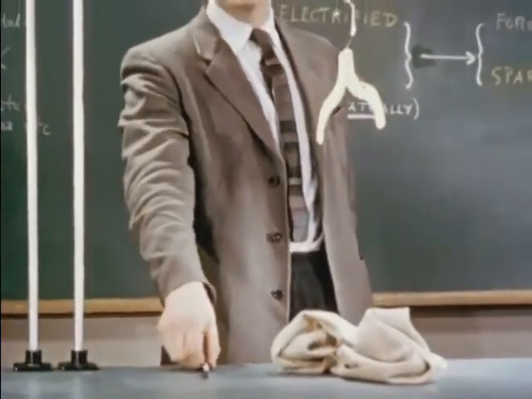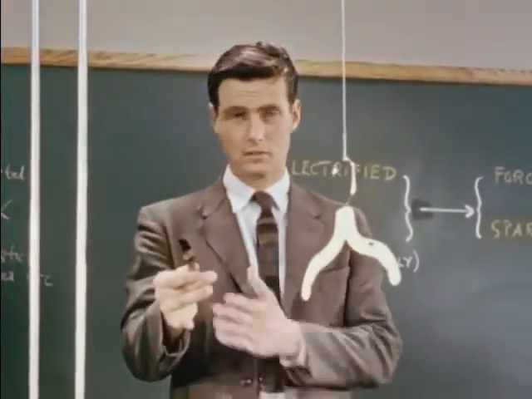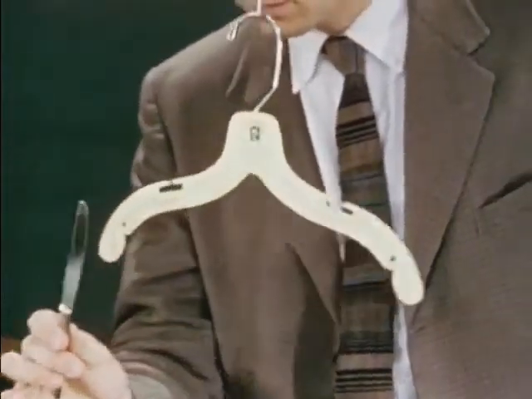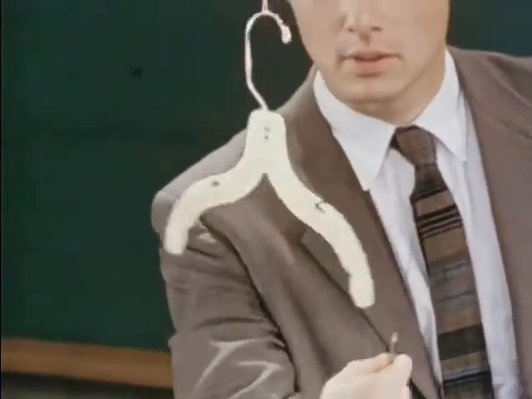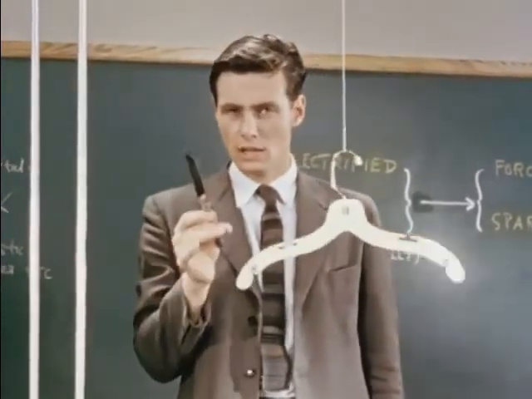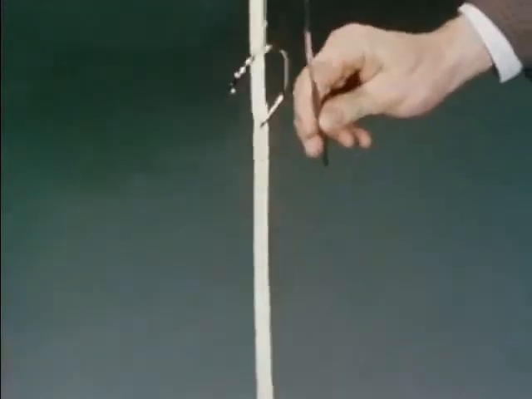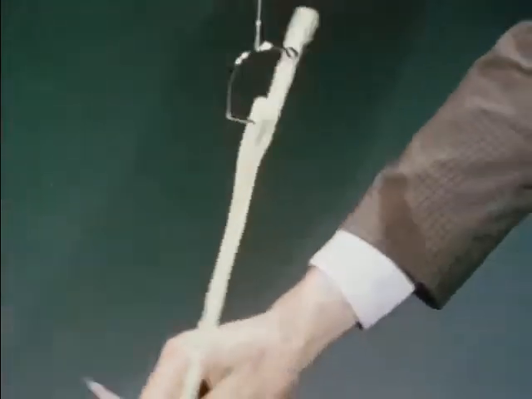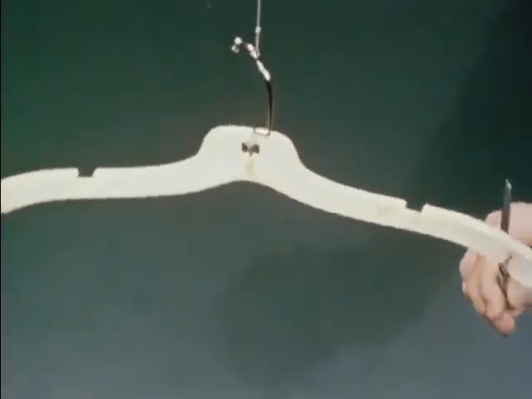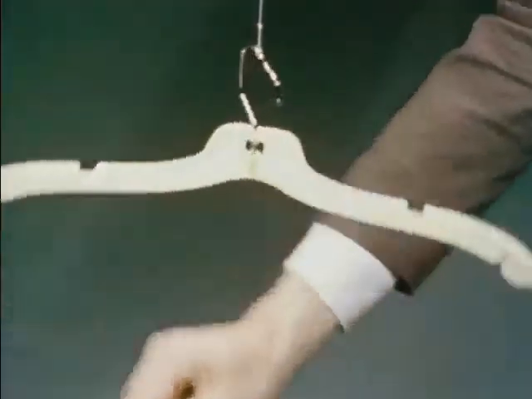For this, we take an ordinary table knife, uncharged. I'm grounding it. Now watch. Now this really is extraordinary. This was an uncharged knife, and yet it must have become charged when it came near the hanger. But how? This isn't charging by contact. There is no contact.